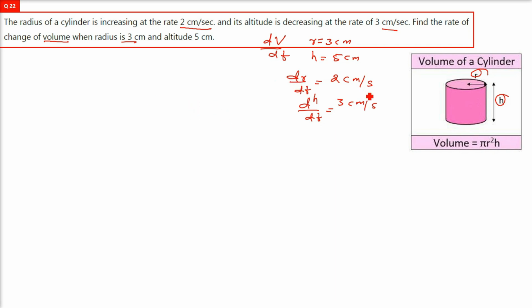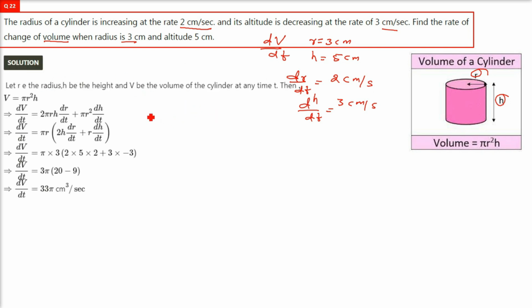So you just have to differentiate the volume, dV by dt. Radius is given, altitude is given, dr by dt is given, dh by dt is given. So this is for your reference, but we are going to solve it. Pi r square h is the volume and we are going to differentiate this. dV by dt is equal to, pi you can take common, so r square, differentiation of h is dh by dt. We are applying the product rule here. It is r square dh by dt plus h into the differentiation of r square, which is 2r dr by dt.